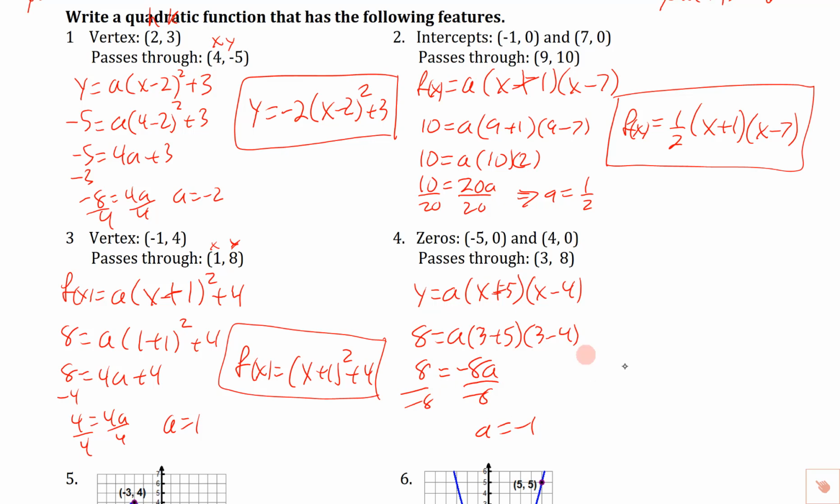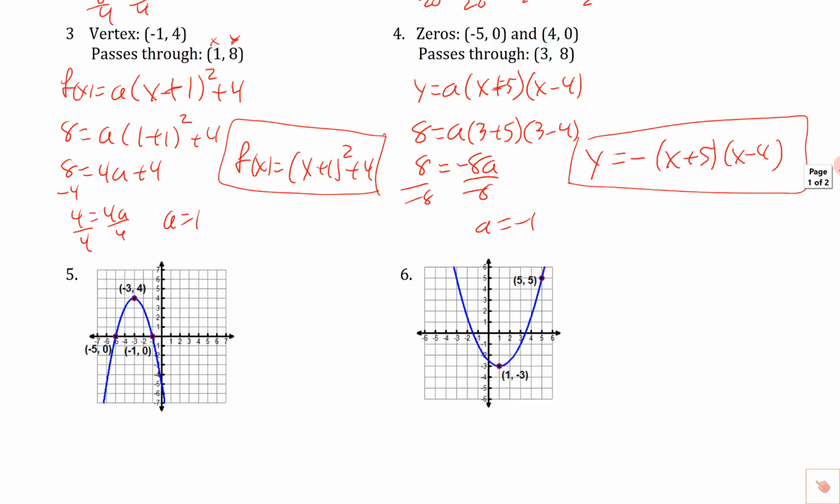So we're going to have y equals negative, I'll just write the negative there, and then (x plus 5) and (x minus 4). And circle that, and we are finished with that one. Okay, let's slide down here and take a look at this.